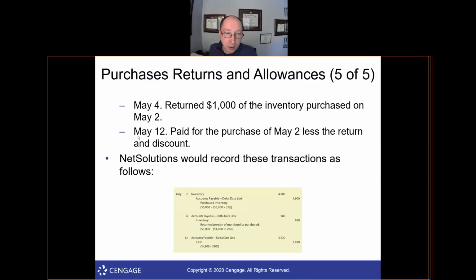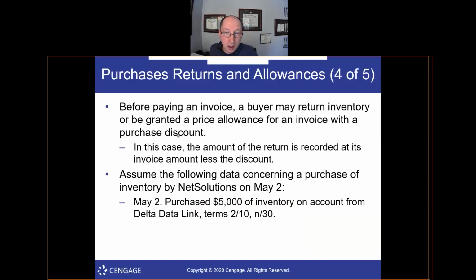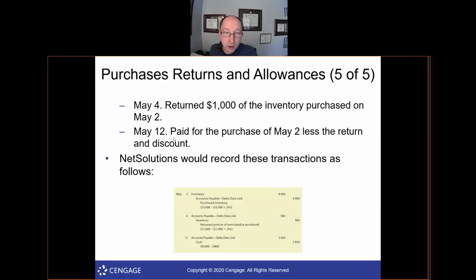So here's an example. Our company was going to return some of those network cards. May 2nd, we debited inventory and credited accounts payable for the initial purchase. On the 4th of May, we were going to send some of that back. To do that, we would debit accounts payable to reduce accounts payable, and we would credit inventory to reduce our inventory by that amount.